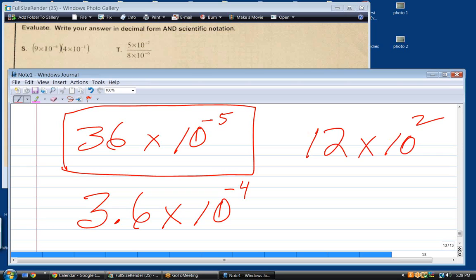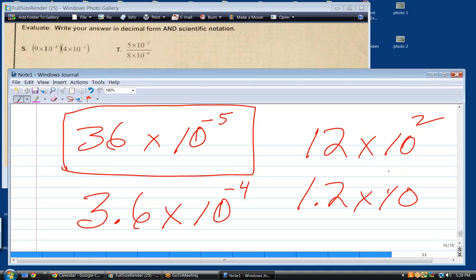12 times 10 to the second. If I want to put that in scientific notation, I know my first number has to be that. Well, how do I figure out which way to go on the exponent? Whether or not it's positive or negative? Well, yes, if you can remember that. But let's just figure out what this number is. What is this number? What's 10 to the second?